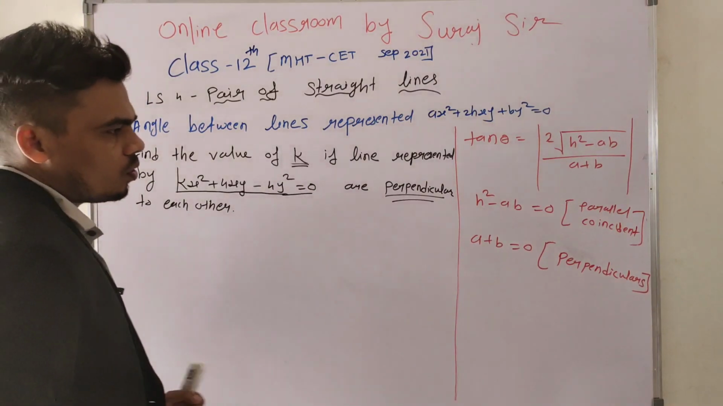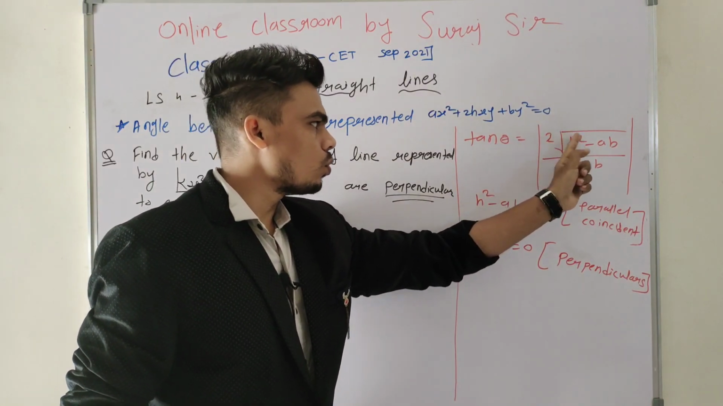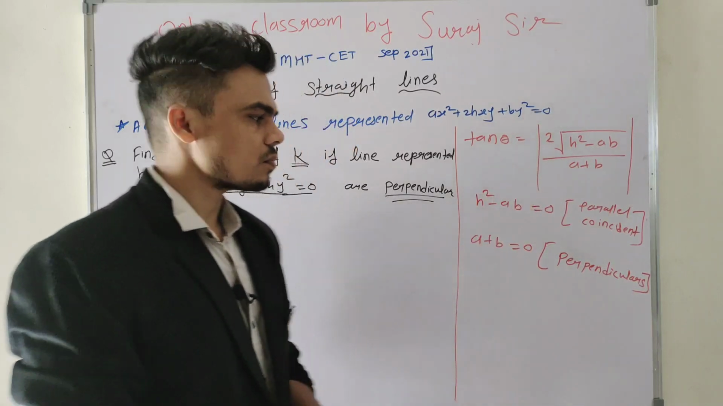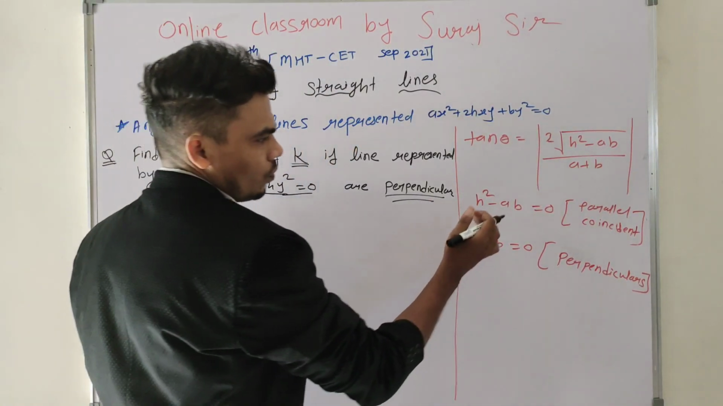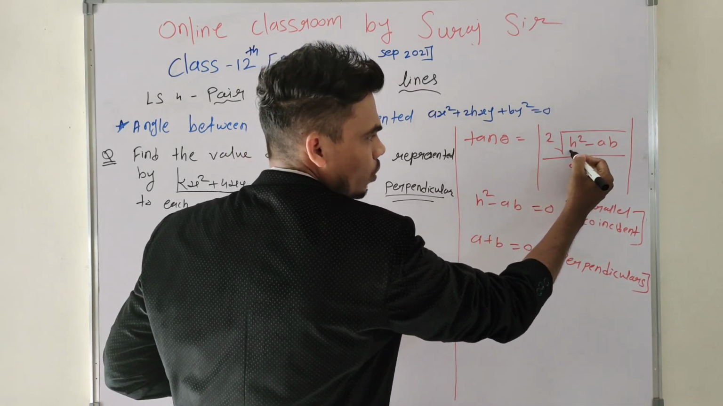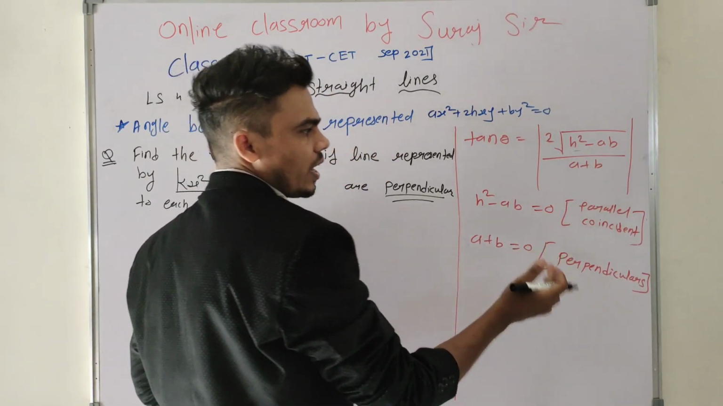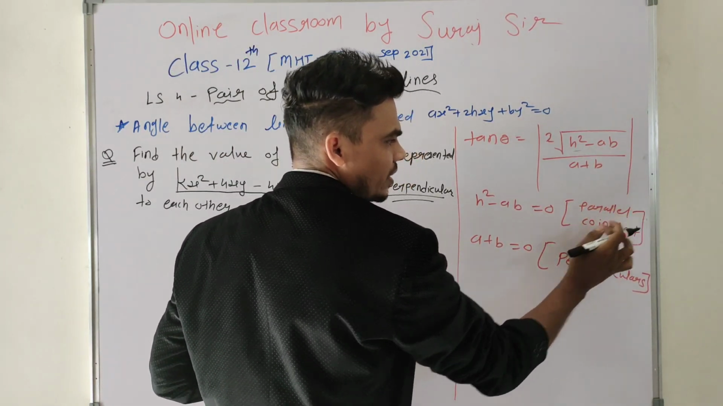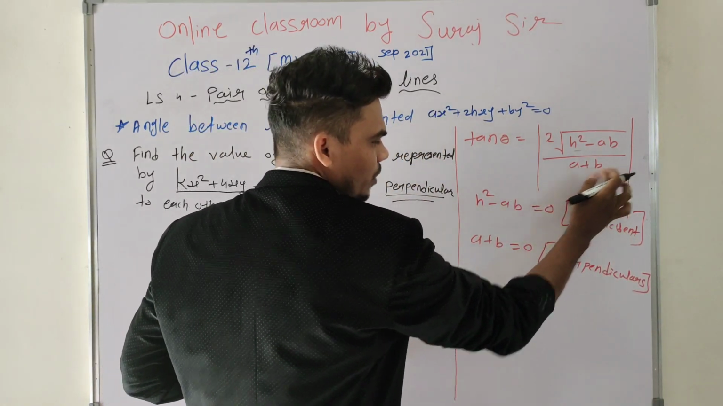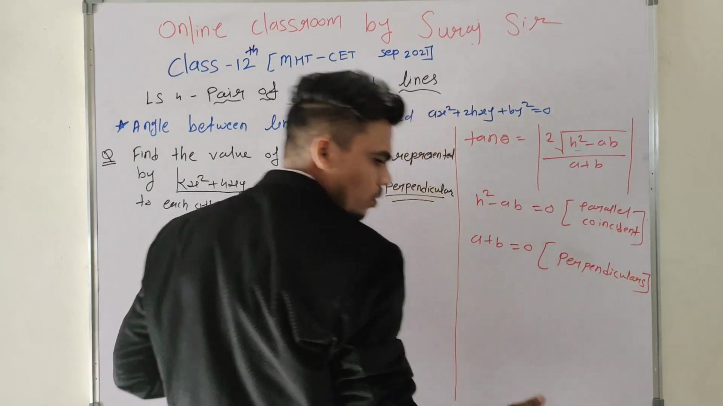First of all, we should know that tan theta is equal to 2 root of h square minus ab divided by a plus b. When h square minus ab is equal to 0, the lines will be parallel, or it is also called coincident. When a plus b is equal to 0, then the lines are perpendicular. Clear?